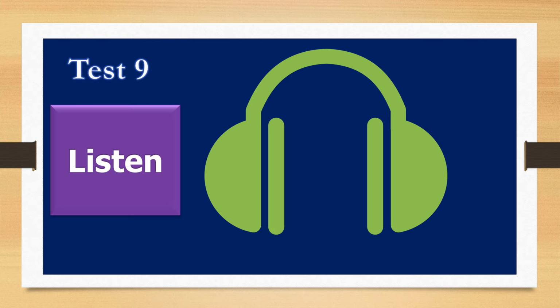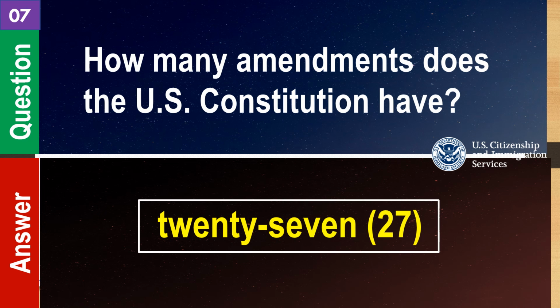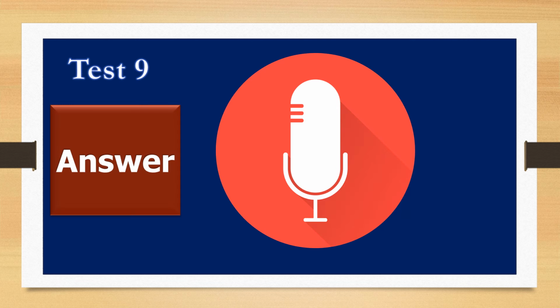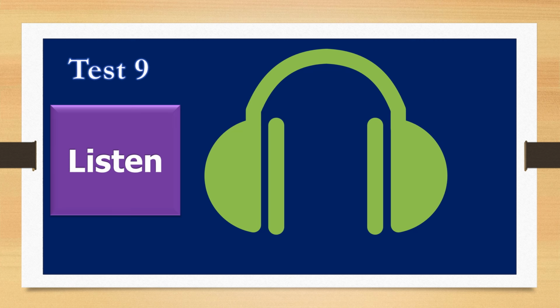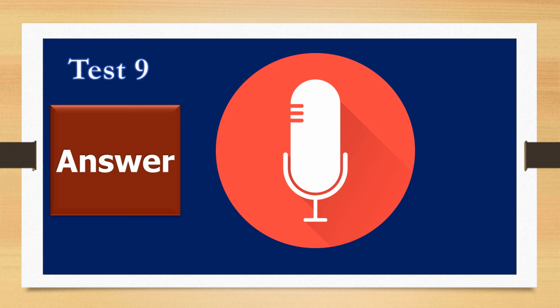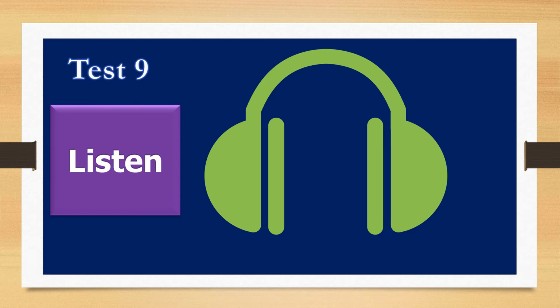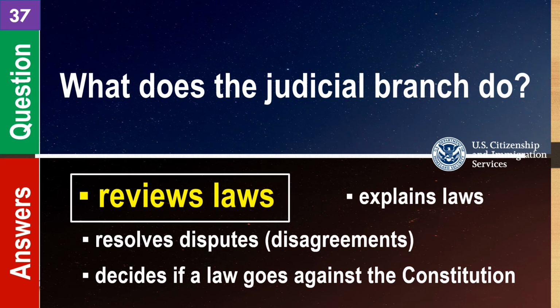How many amendments does the U.S. Constitution have? 27. Why did the colonists fight the British? Because of high taxes. Name two national U.S. holidays. New Year's Day, Christmas. What does the judicial branch do? Reviews laws.